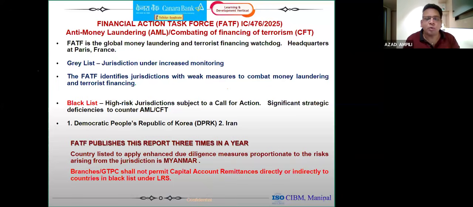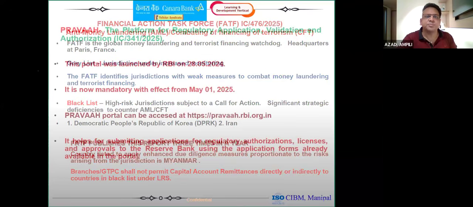So that is the blacklist. Now they are putting DPRK and Iran. DPRK, Democratic People's Republic of Korea, means North Korea, and Iran. These 2 countries are under this blacklist. The country listed to apply enhanced due diligence is Myanmar, and branches and GTPC shall not permit capital account transactions, directly or indirectly, to countries in the blacklist under LRS.